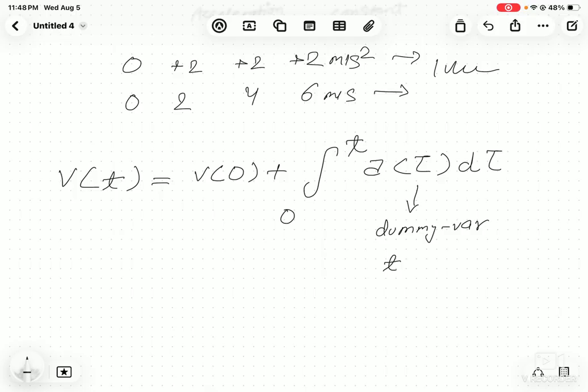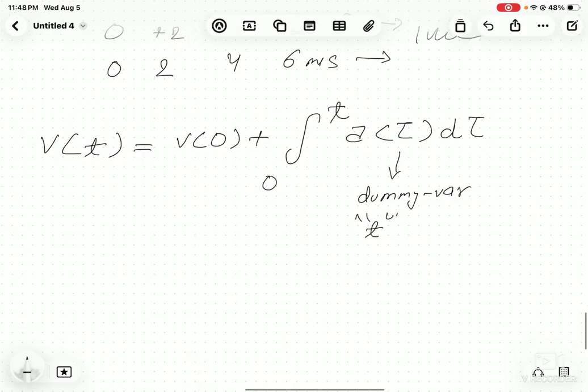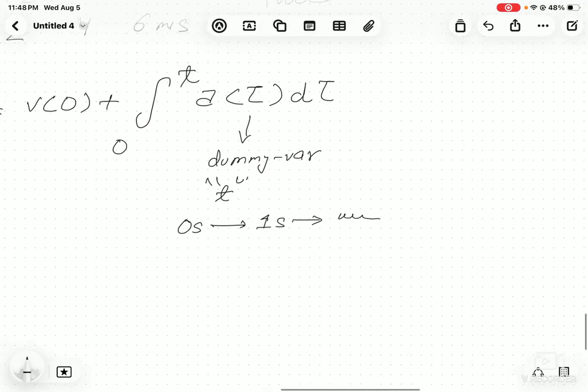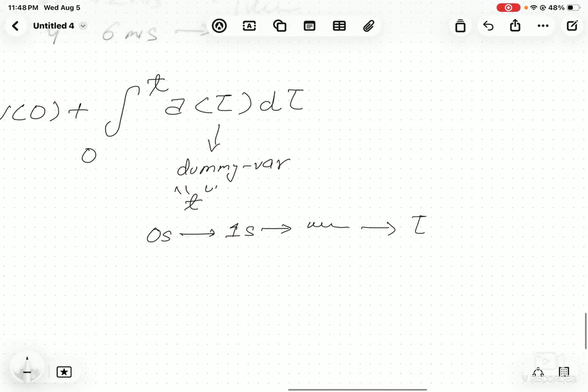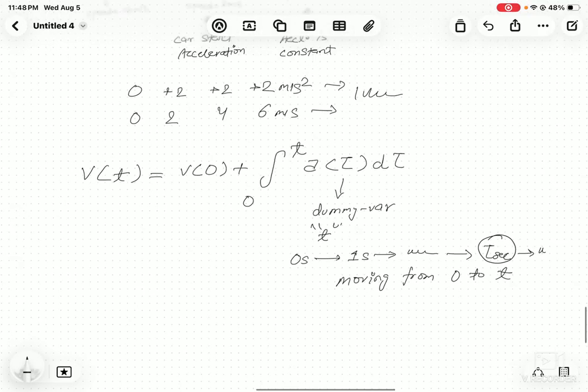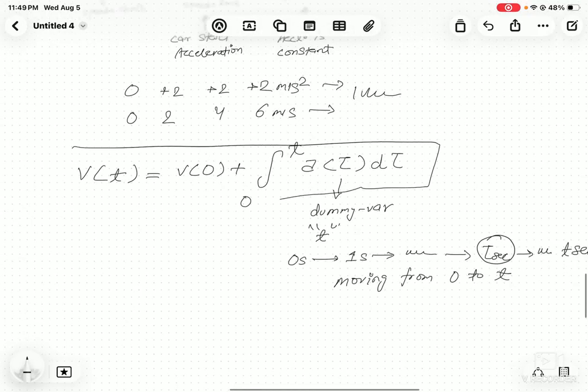So as not to get confused with this t, that's why we take, let's suppose we have 0 seconds, 1 second, then go on. Then there we encounter this in-between tau second and the last t second. This is the in-between variable, a dummy variable, while we are moving from 0 to t, to avoid confusion in the formulation. So we can represent velocity as this.